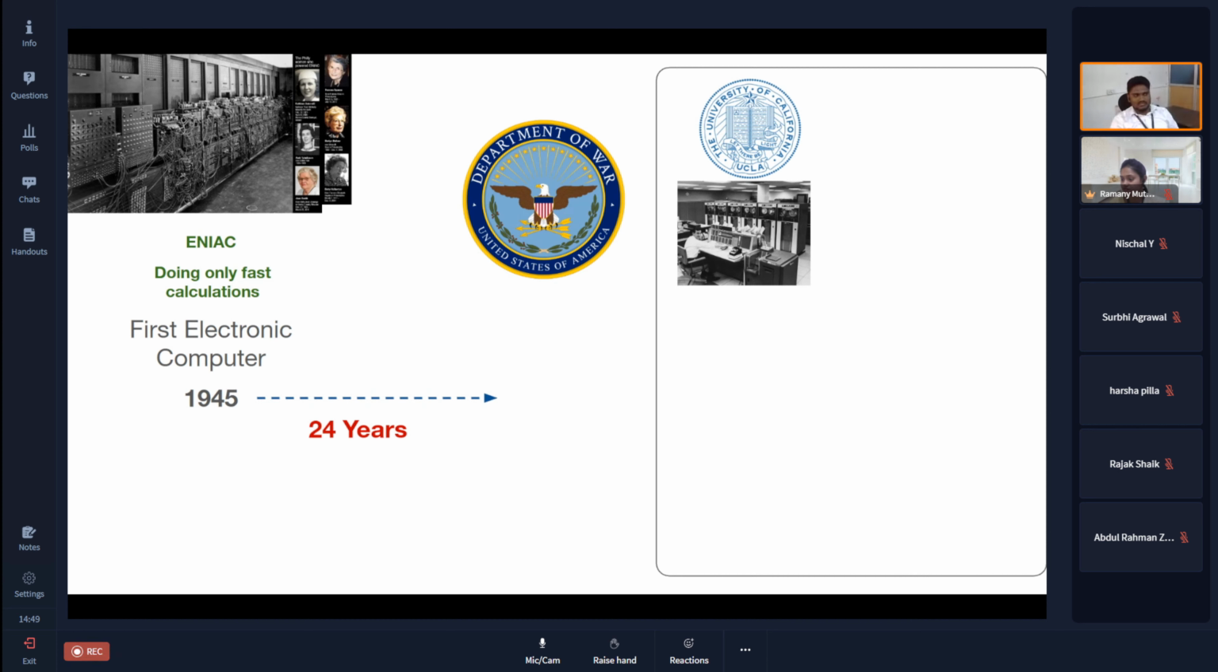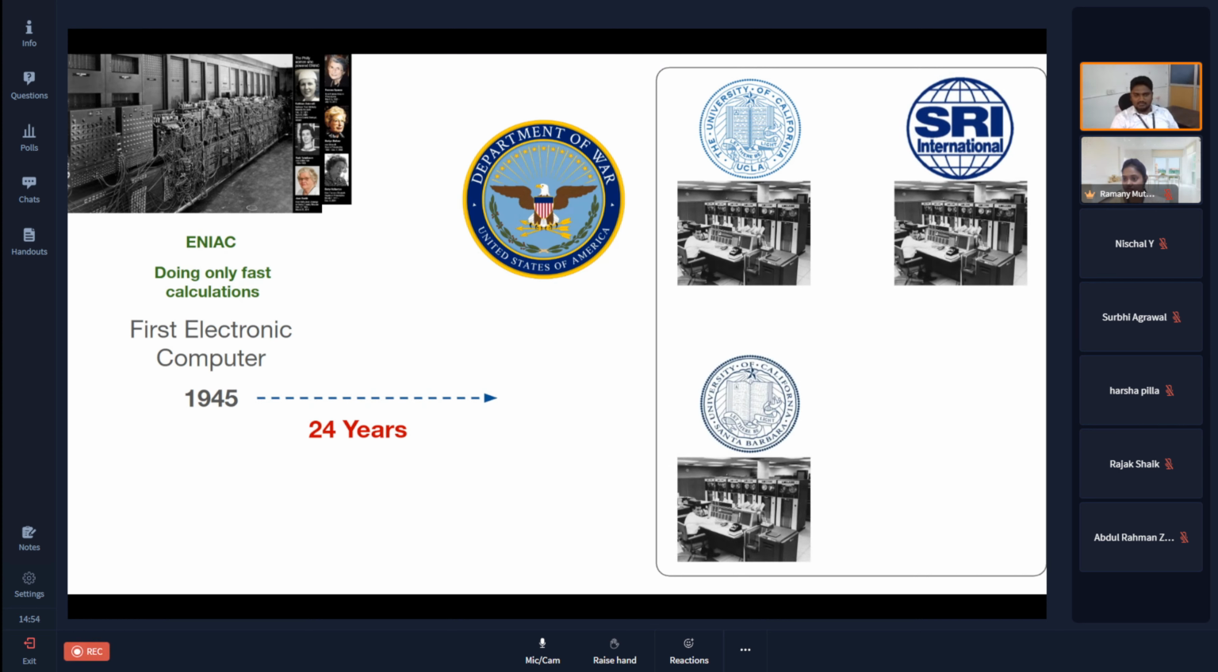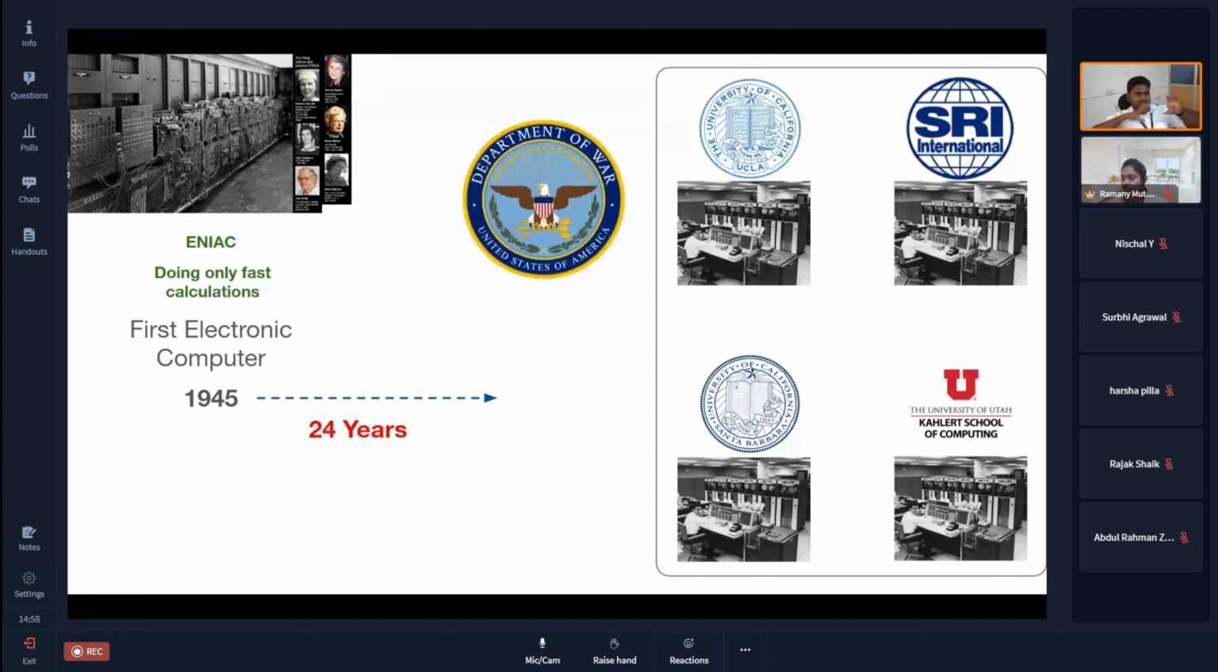We have different universities like UCLA, SRI International, the University of California Santa Barbara, and the University of Utah School of Computing. After this first electronic computer was born, every university started adopting computers. This computer was the size of a room, a very big computer. Normal civilians could not afford to create a big computer, so only universities had computers of their own. Each university had its own computer.